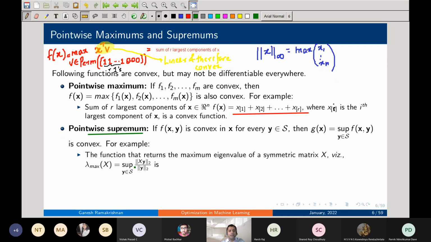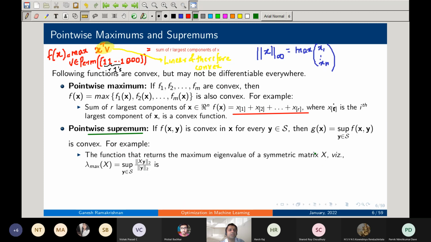So this is a function that returns the maximum eigenvalue of a symmetric matrix, lambda max of X. So what would you say? Is this convex? It is a function of the symmetric matrix X. Is this convex?